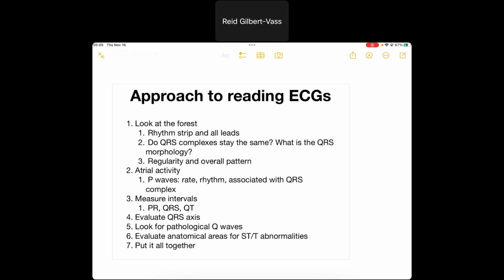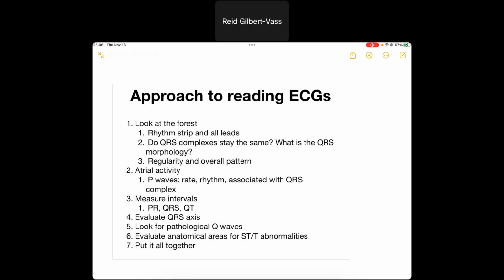I'll do the QRS to start looking at ventricular activity. I might take a look at the QT just real quick. I'll take a look at my QRS complex itself and make sure that ventricular depolarization is in an axis that is appropriate, and that the morphology of the QRS throughout all the leads is what I expect it to be. Then I'll go through the ST and T segment and put it all together.